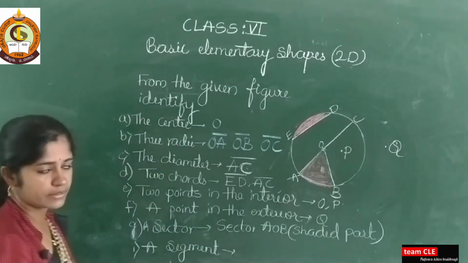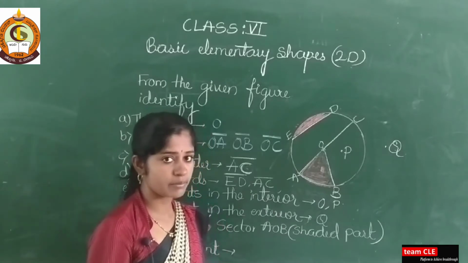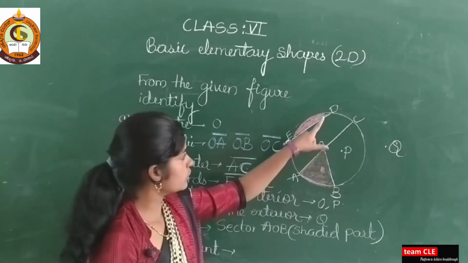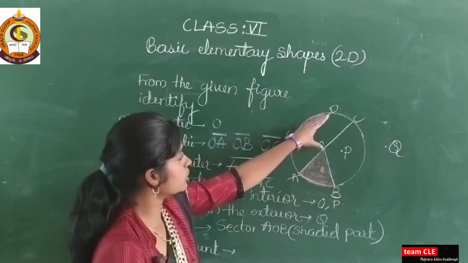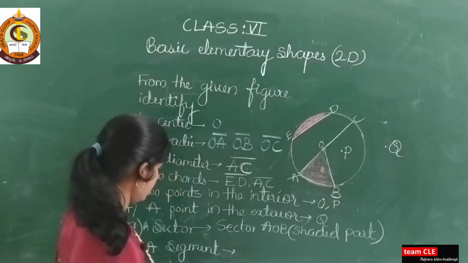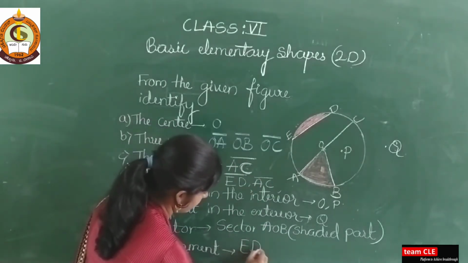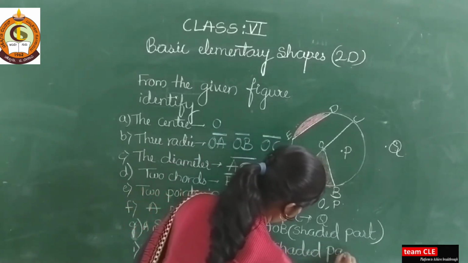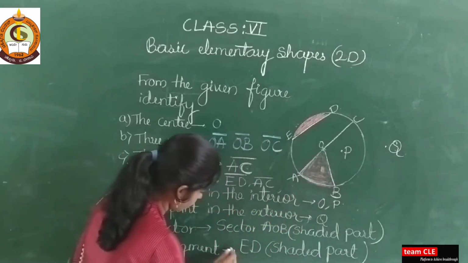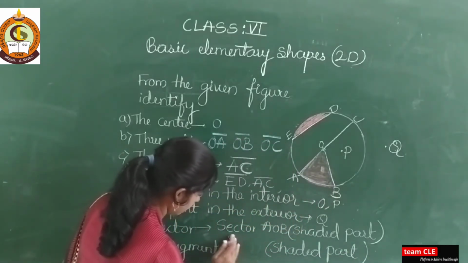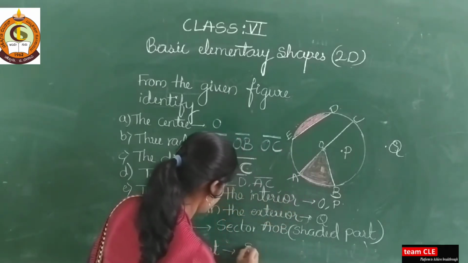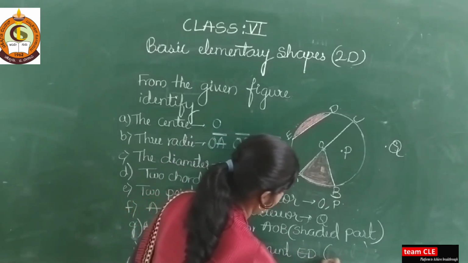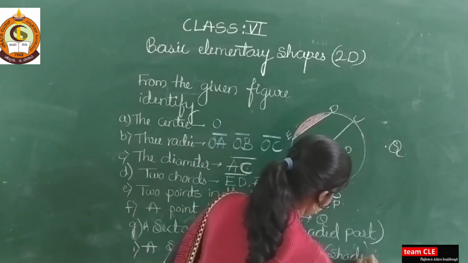Next, a segment. Then tell me what is this segment? Segment means the area enclosed by a chord. Here, ED. So the area enclosed, the shaded part, we call a segment. So write here ED and in bracket you have to write shaded part. Here you have to write segment: ED, and in bracket you write shaded part.